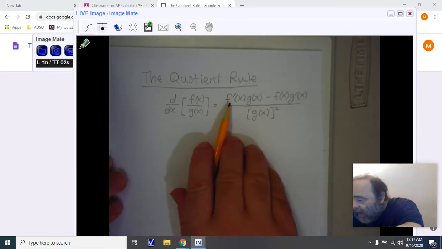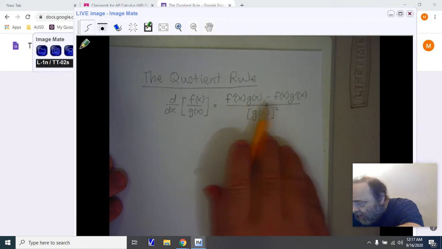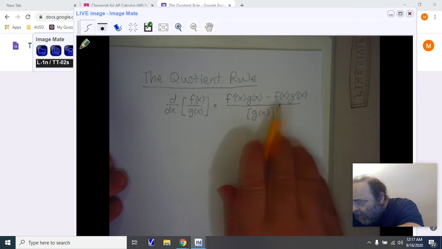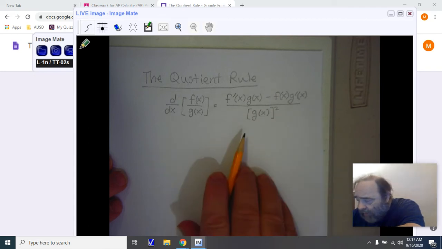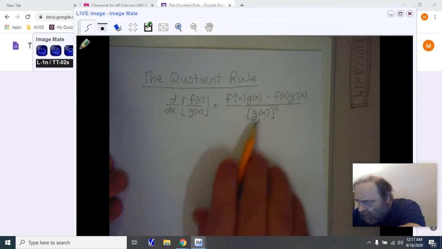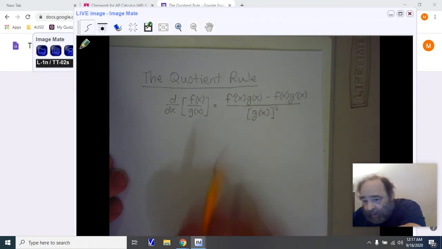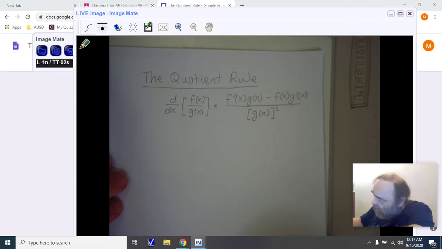Low d high. Notice that's the low function times the derivative of the high function, less high d low: the high function, or the function in the numerator, times the derivative of the function in the denominator. Square the bottom: take the bottom piece, the denominator, and square it, and away we go. Use it to simplify. Let's take a look at a quick example before we continue any further.